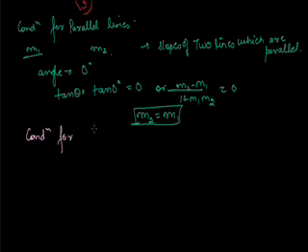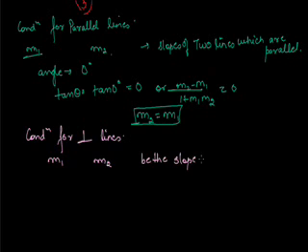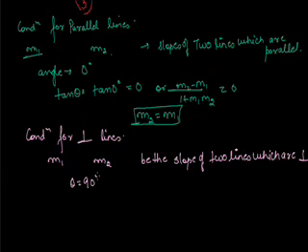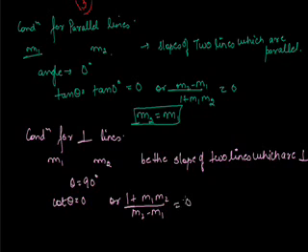condition for perpendicular lines. Again, let m1, m2 be the slopes of two lines which are perpendicular to each other. Here theta will be equal to 90 degrees. So I can say that cot theta is equal to 0, or (1 plus m1 m2) upon (m2 minus m1) is equal to 0, or I can say that m1 m2 is equal to minus 1.